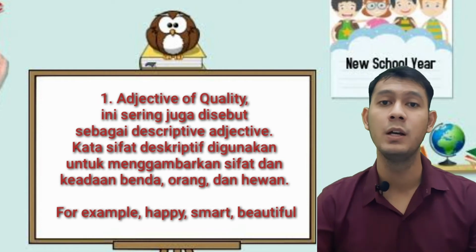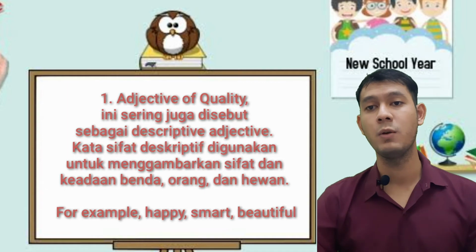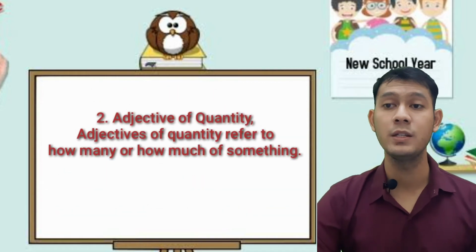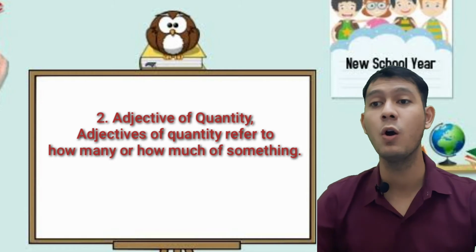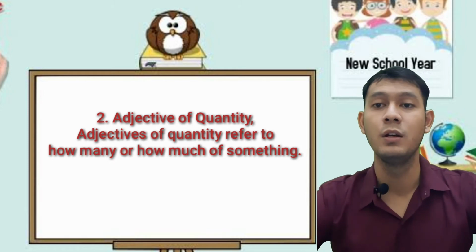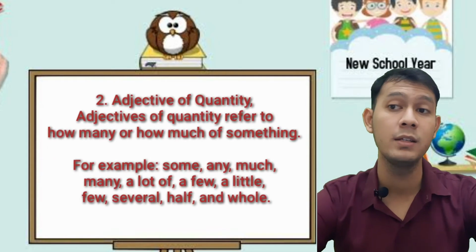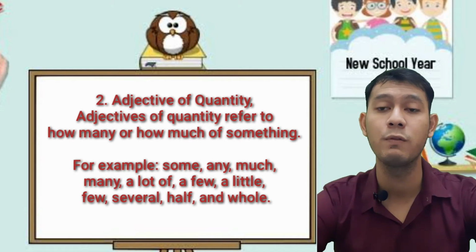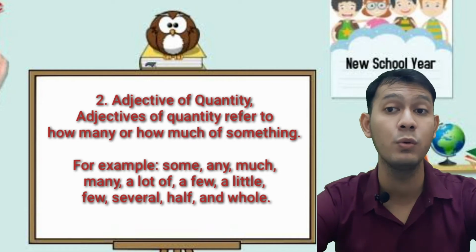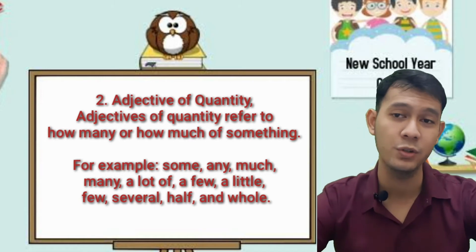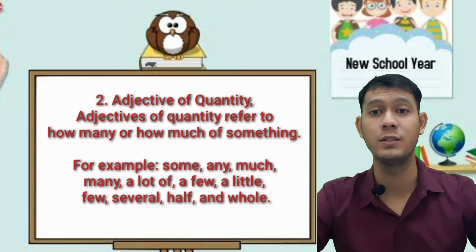Masih banyak lagi ya. And kemudian yang kedua, we have adjective of quantity. Adjective of quantity refer to how many or how much of something. Beberapa kata yang tergolong quantitative adjective diantaranya adalah some, any, much, many, a lot of, a few, a little, few, several, half, and whole. So they are adjective of quantity.